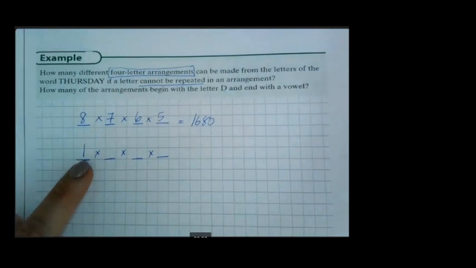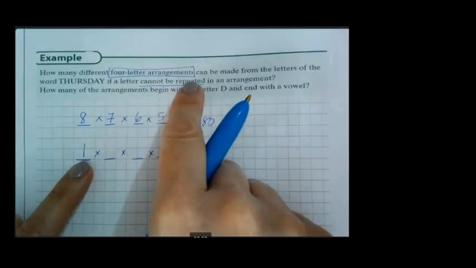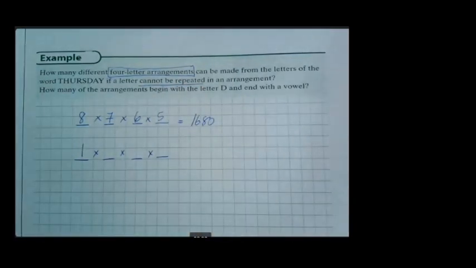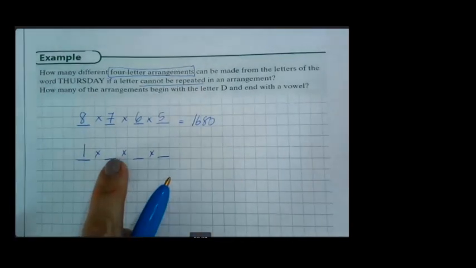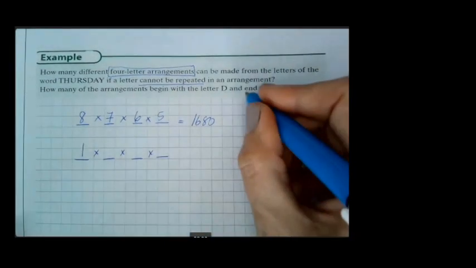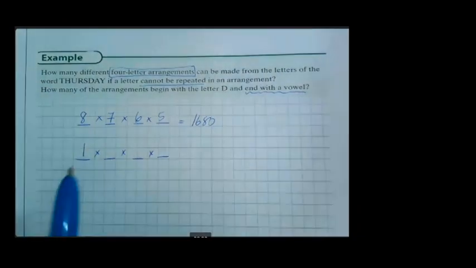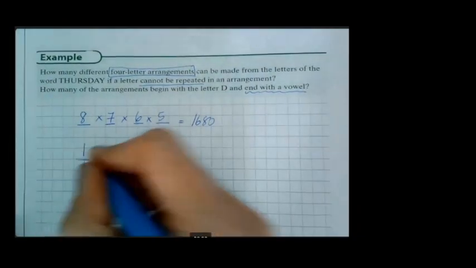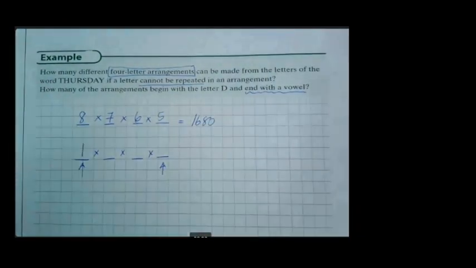And now the D is in place, it cannot be repeated. How many options have I got for the second position is what I need to consider. But first, because I do have another limitation here, it is always best to focus on your limitations first.